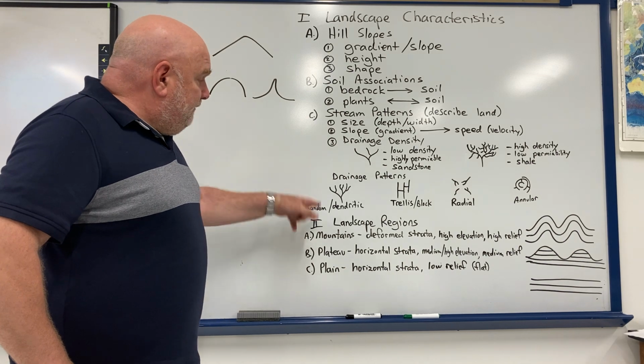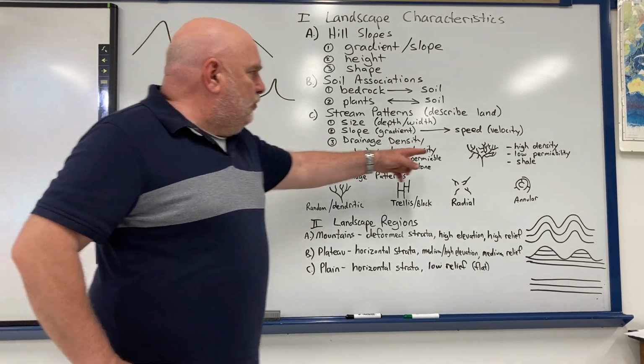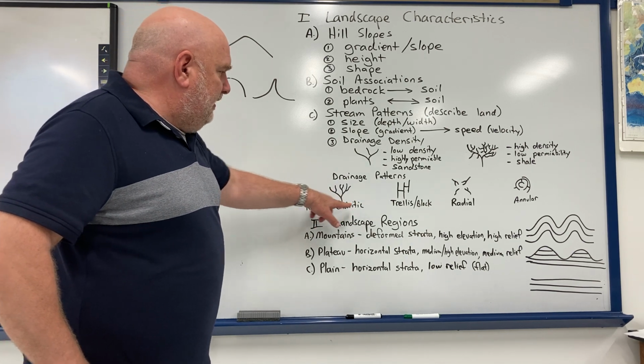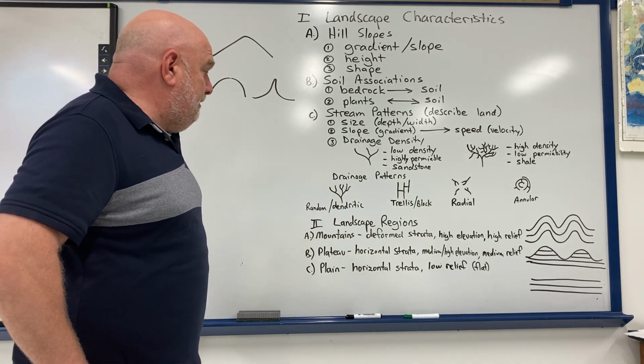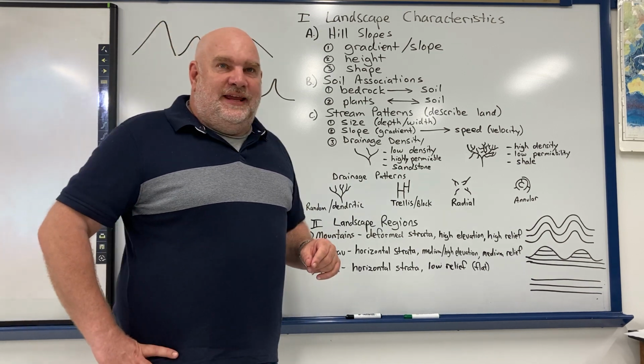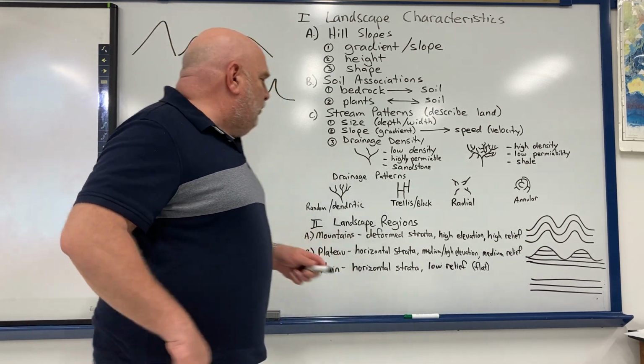The first drainage pattern is like the one that I drew up here. That's called random or dendritic. That's the kind of drainage that you're going to get if the bedrock is flat.